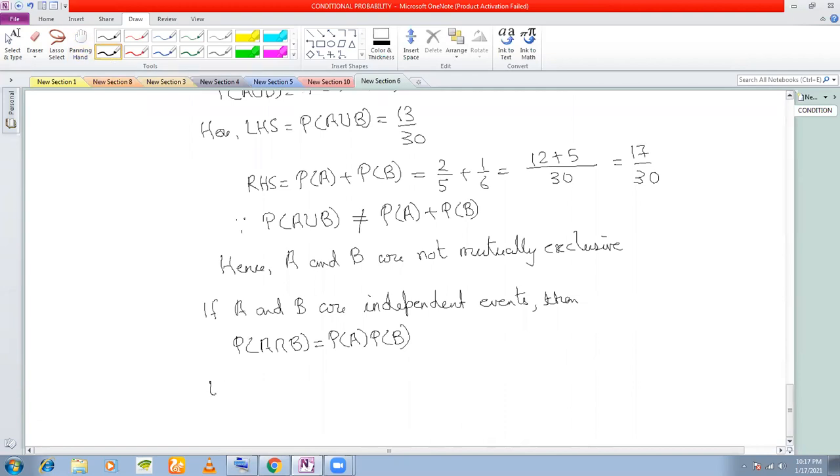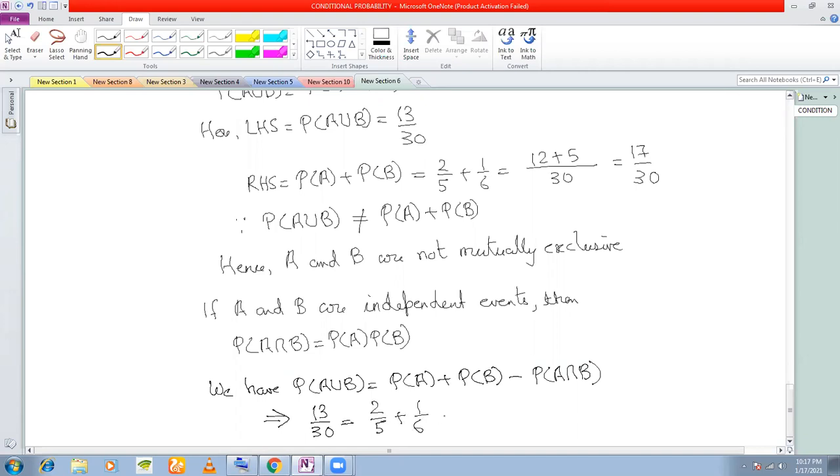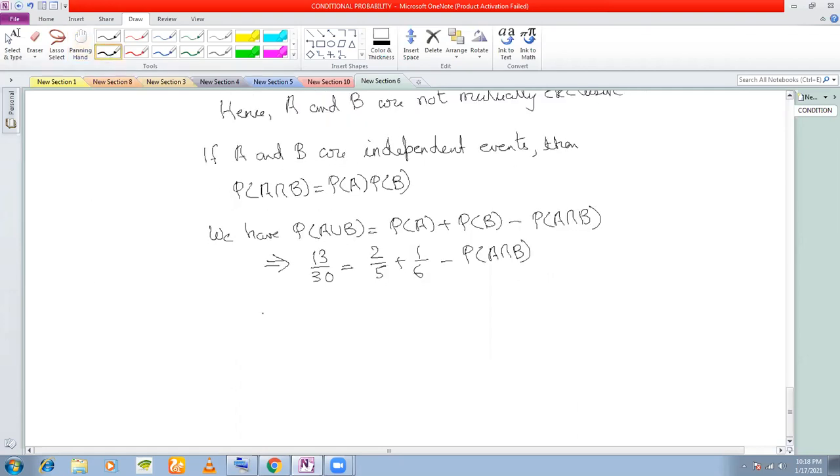So we have P of A union B is equal to PA plus PB minus P of A intersection B, right? Just put the values here. P of A union B is given to you as 13 by 30, right? PA is given as 2 by 5. PB is given as 1 by 6. You just need to find P of A intersection B. Solve the equation to find it.